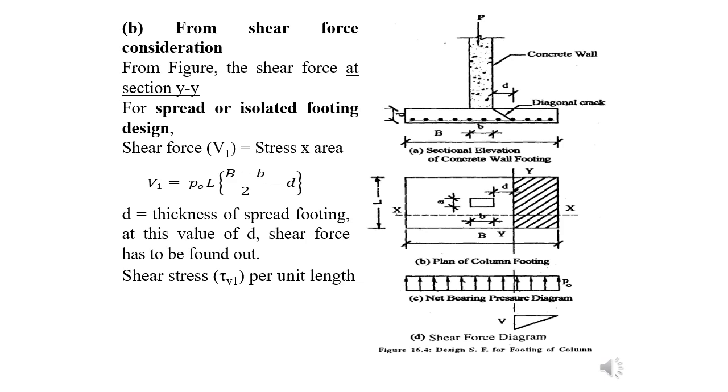So shear stress Tv1 per unit length can be calculated by this formula. The shear force by area is nothing but shear stress. Tv1 equals V1, the shear force along the y-y axis, divided by L into d. So this is the L, and this is the d; the width is d. So L into d is the area. This part is going to experience the shear stress, the shear force acting along the y-axis. So Tv1 we have to also find out.